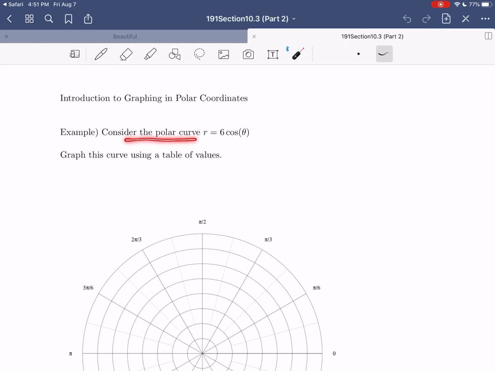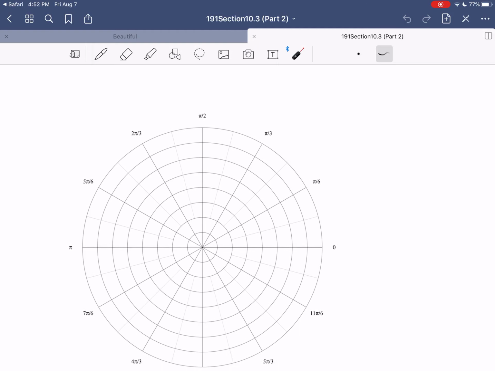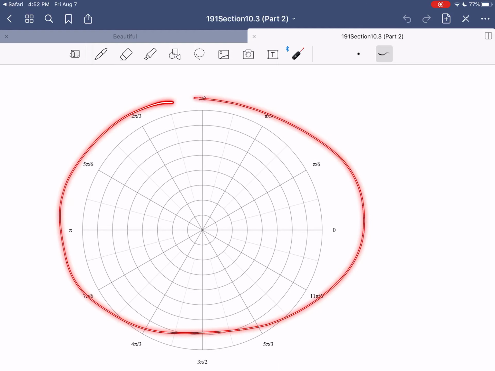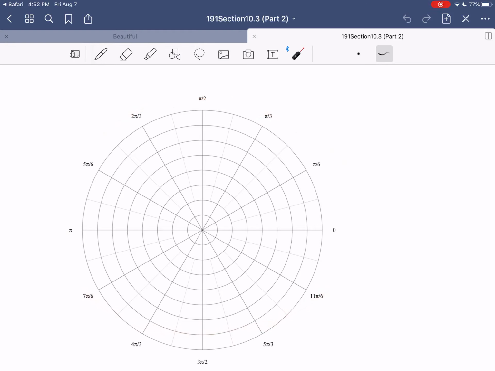We're going to consider the polar curve r equals 6 cosine theta. So here the radius is determined by this function of the angle theta. And we're going to graph this curve using a table of values. After we build our table of values, we're going to make use of what is sometimes called polar graph paper, or a piece of polar paper.